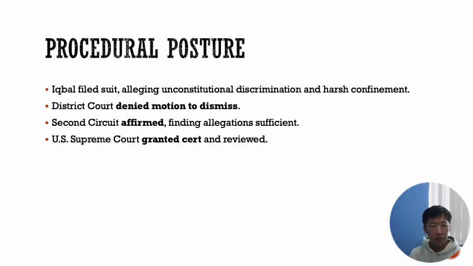Okay, procedural posture. So how did we get here? Iqbal filed a complaint alleging the Attorney General and FBI director unconstitutionally detained him based on his race and national origin. It is about discrimination, and he also claimed that he got harsh confinement. Before that, the defendant filed a motion to dismiss, and the district court denied the motion to dismiss.